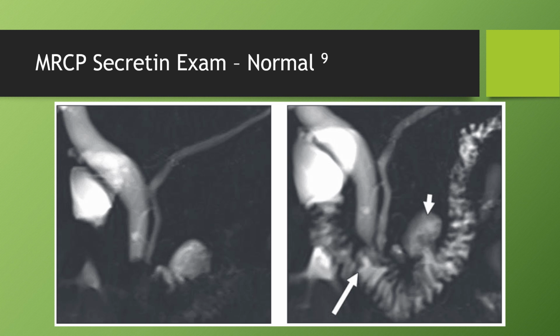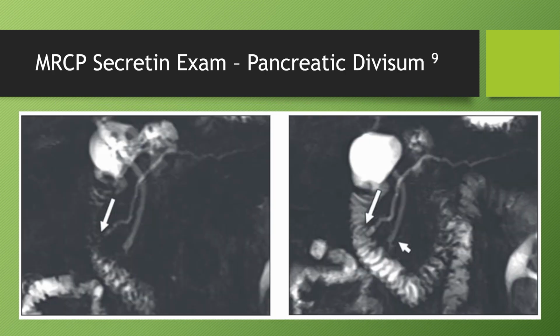On the second image, after the secretin has been given, you can see that the pancreatic duct diameter has increased, so you're going to report that. And now we have T2 signal within the duodenum, and it extends all the way to the fourth portion of the duodenum. And again, you can see that diverticulum there. So this is normal.